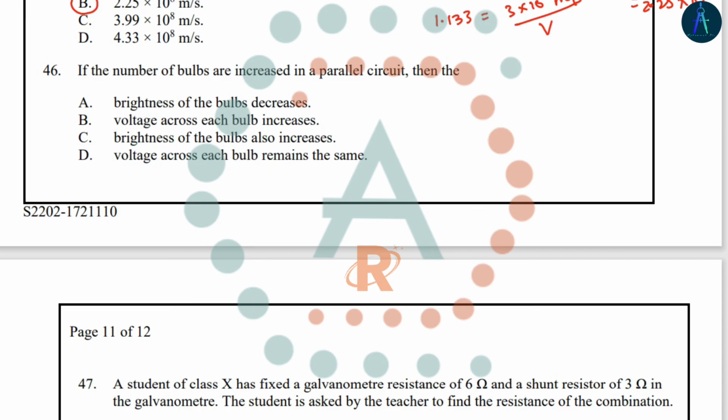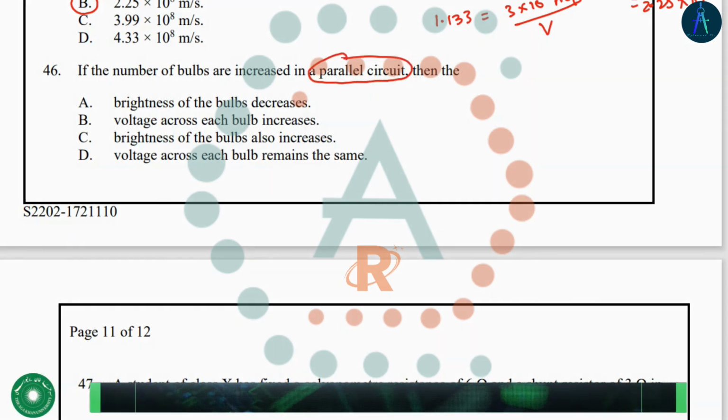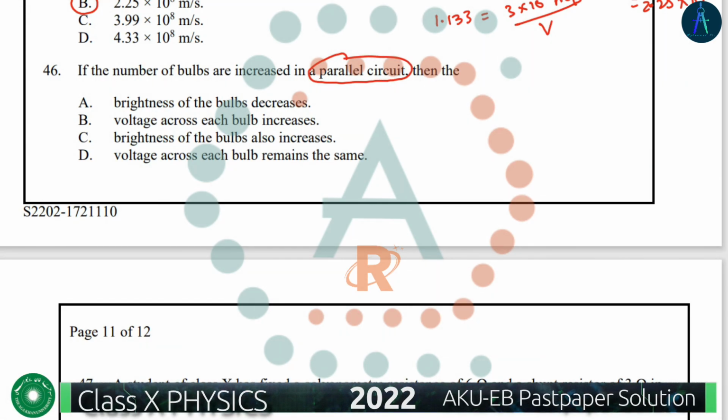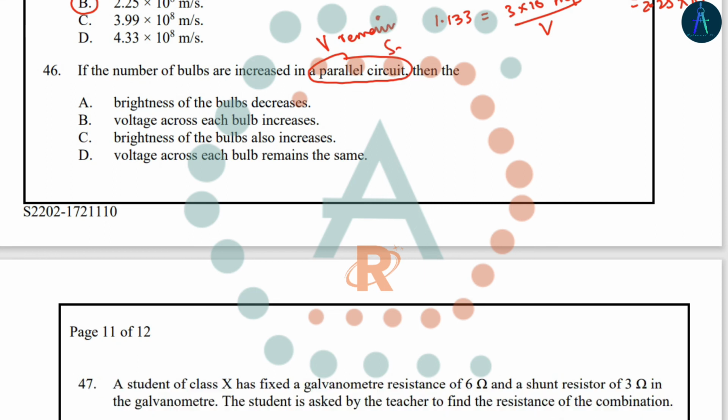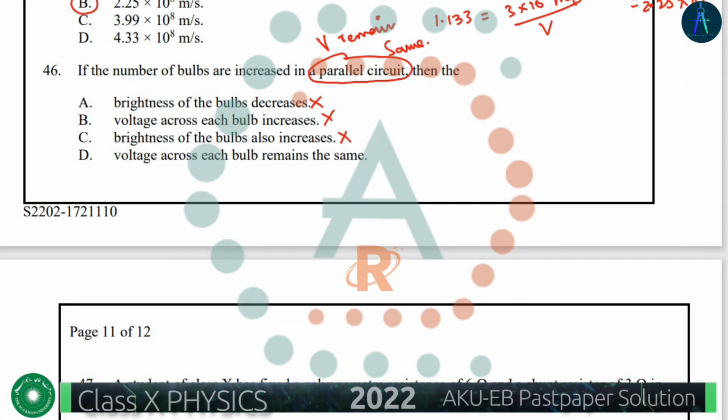If the number of bulbs are increased in parallel combination, then the brightness of the bulb decreases. So we know that in parallel combination, voltage remains same. Voltage is always same in the parallel combination. This means there will be no change in the brightness or in the voltage of the bulb. So brightness of the bulb also increases. This is also incorrect. So the correct answer will be option D. Voltage across each bulb will remain same.